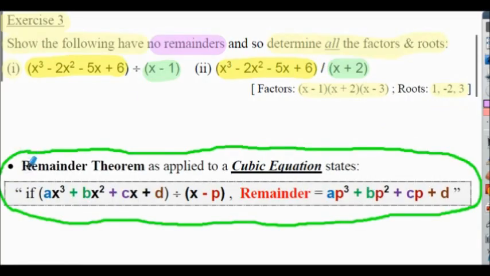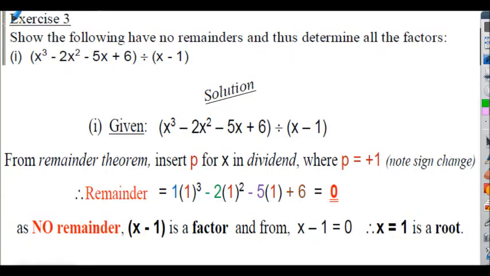Again, for ease of reference, here's remainder theorem applied to a cubic equation. Given our dividend in this format and divisor, the remainder is given in this format. I'd encourage you to stop the presentation and attempt exercise 3, but the full worked solution is shown on the following slide. Exercise 3, part 1, solution.